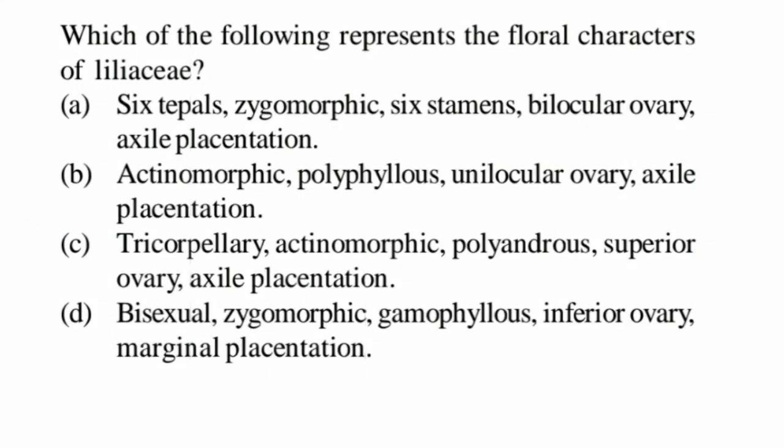Next question, which of the following represents the floral characters of the family Liliaceae? Liliaceae family, normally you see monocot plants like Allium cepa. Okay, so 6 tepals, zygomorphic, 6 stamens, bilocular ovary, axile placentation, no. Actinomorphic, polyphyllous, unilocular ovary, axile placentation, no. Tricarpellary, actinomorphic, polyandrous, superior ovary, axile placentation, yes. So this is correct for the family Liliaceae. So we'll go with the option C, that is correct.